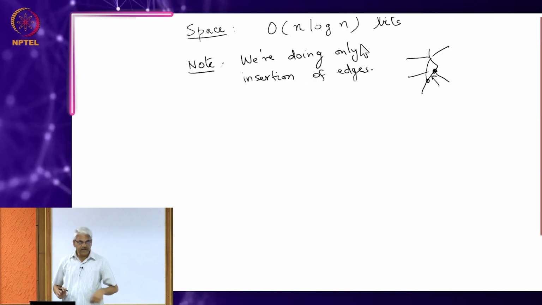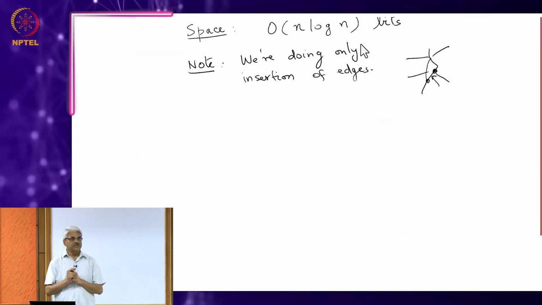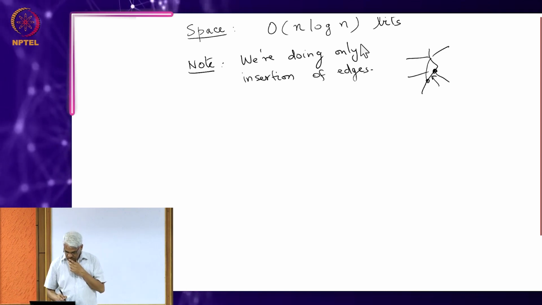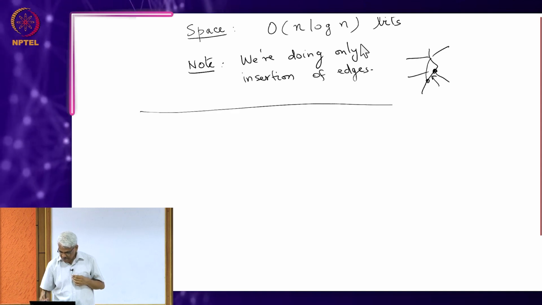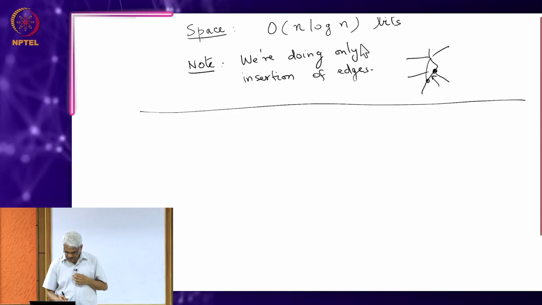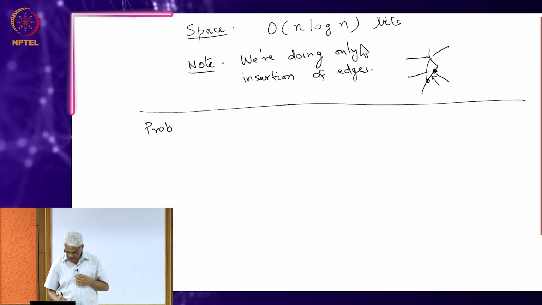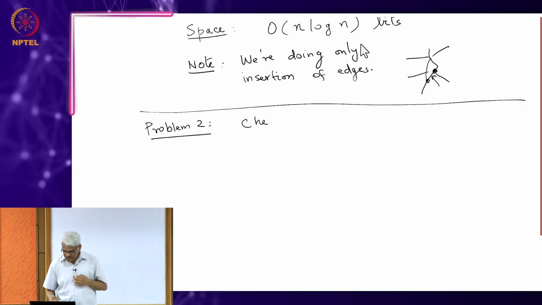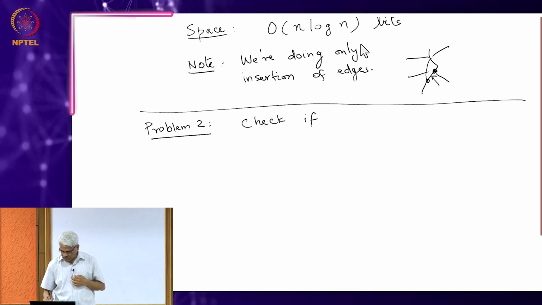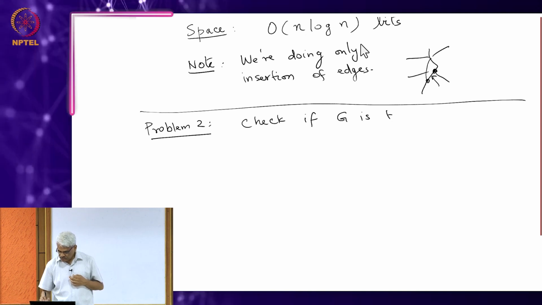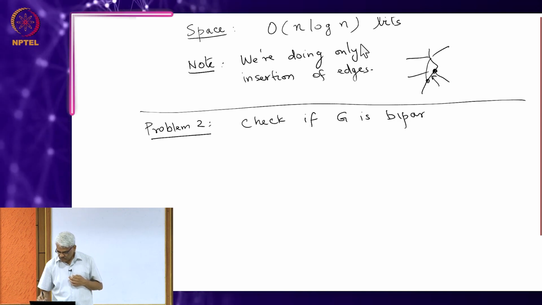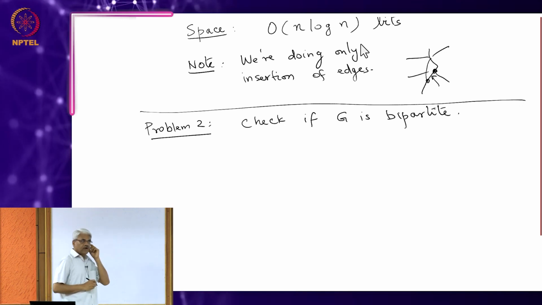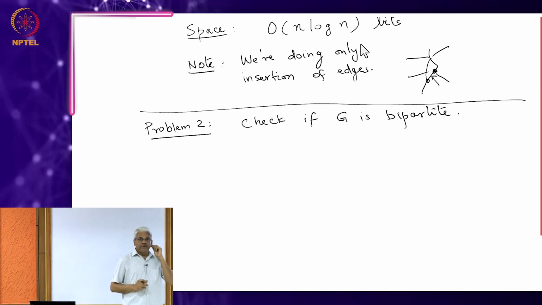Okay, that's the end of the connectivity question. Any question? Then I move on to a different problem now. Okay. Let's say I want to check whether the graph is bipartite. Okay. So what is a bipartite graph?